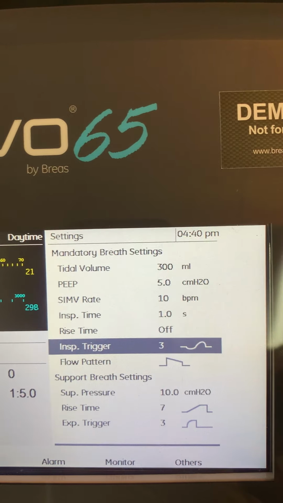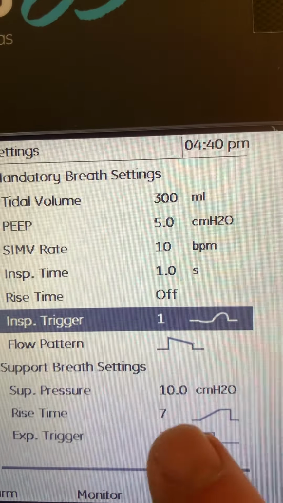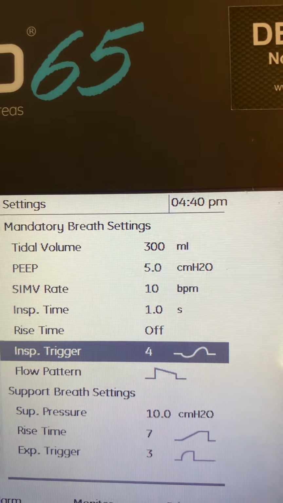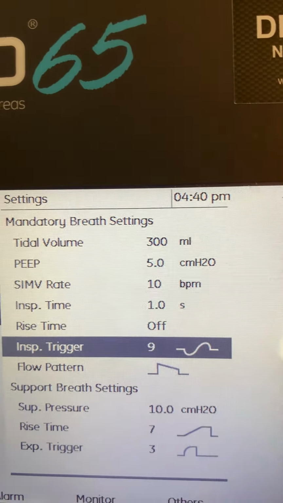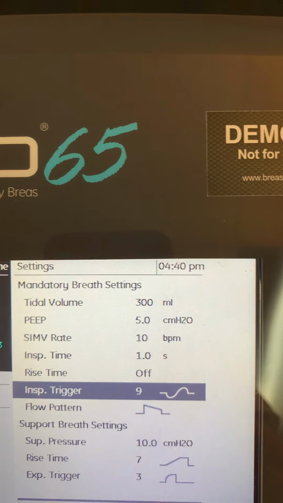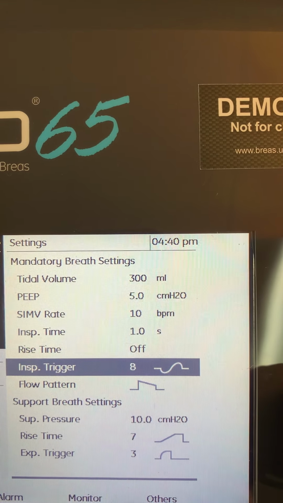My inspiratory trigger, you'll see that my inspiratory trigger, if you look from a visual standpoint, is very, very sensitive at 1, and I can make it very, well, I don't want to say very not sensitive. Let's just say it's less sensitive at a setting of 9.